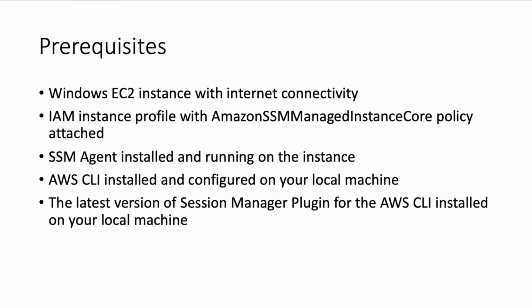Then on the machine that you want to RDP into this instance from, i.e. your local machine, you'll need the AWS CLI installed and configured. And you'll also need the latest version of the Systems Manager plugin for the AWS CLI installed on your local machine. Once you've set this up, you'll need a user configured in your CLI, which needs to at least have SSM start session access assigned to it. Okay, so let's get started with a demo.